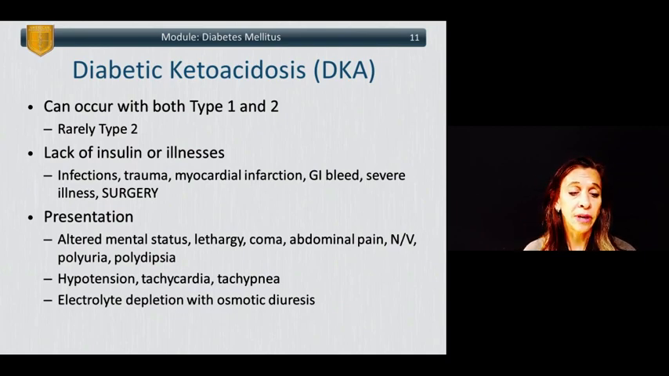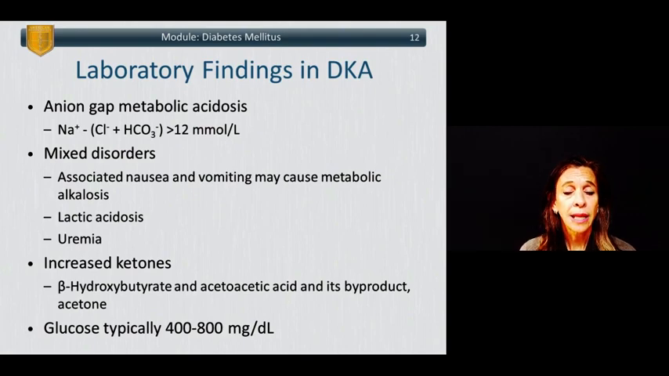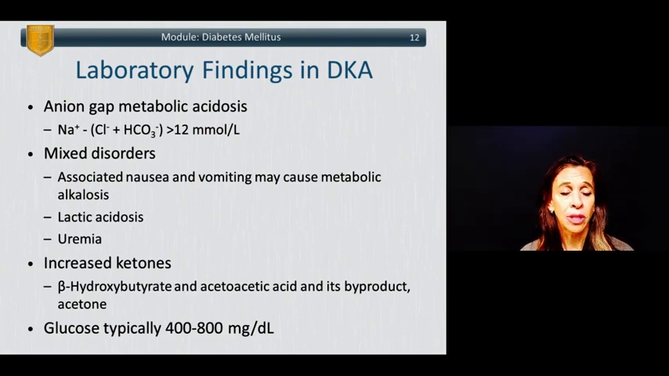They have significant electrolyte depletions and an osmotic diuresis secondary to the elevated blood sugars. Laboratory findings consist of an anion gap metabolic acidosis. The way to calculate an anion gap is to take the sodium minus the chloride plus the bicarb level. If this level is greater than 12 millimoles per liter, that is considered an elevated anion gap. There sometimes are mixed disorders though, especially if the patient has nausea and vomiting, which may cause a metabolic alkalosis on top of the metabolic acidosis from the DKA.